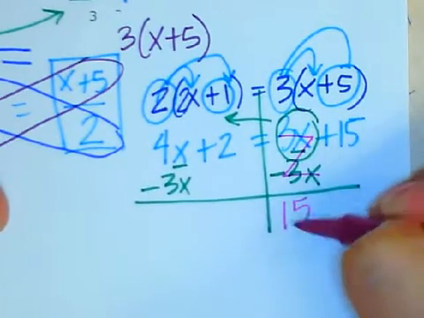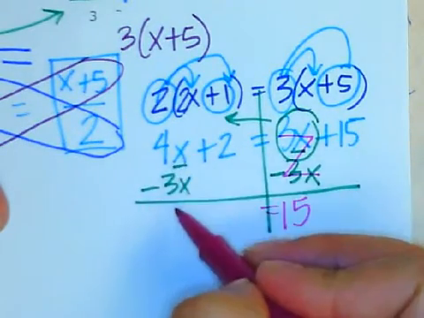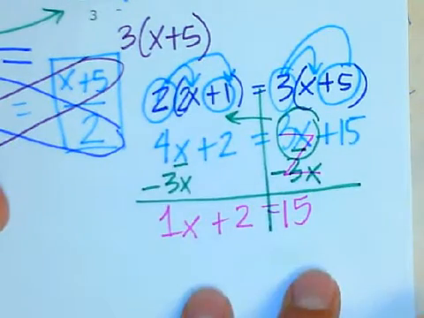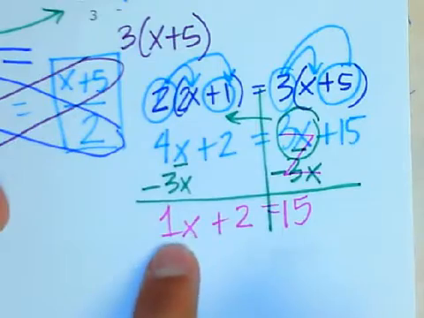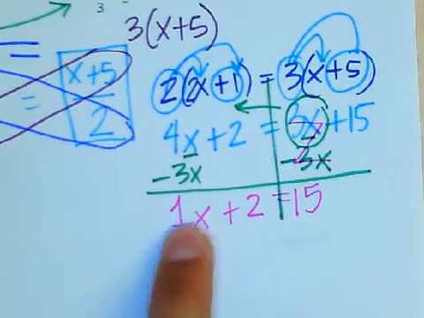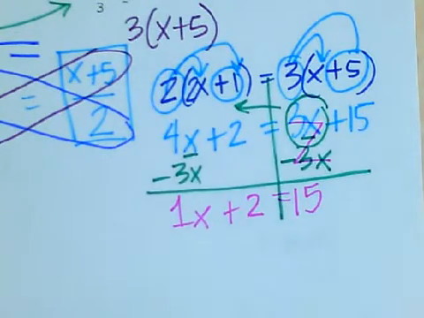I still have the 15 here. 4x minus 3x gives me 1x and then plus 2. So now I'm at the party. The coefficient of x, or the number in front of the letter, that we leave at the end. So I have to get rid of the 2.